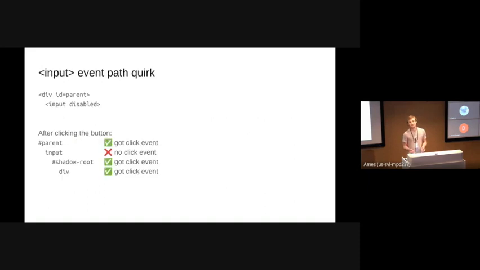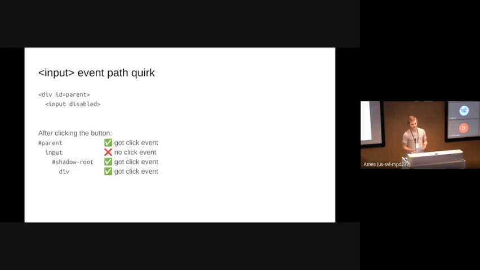And it gets really weird with input elements. Input elements have a user agent shadow root. So when you click on it, you're technically clicking on a div that's inside the input. And so the ancestors of the input will always get all the click events.